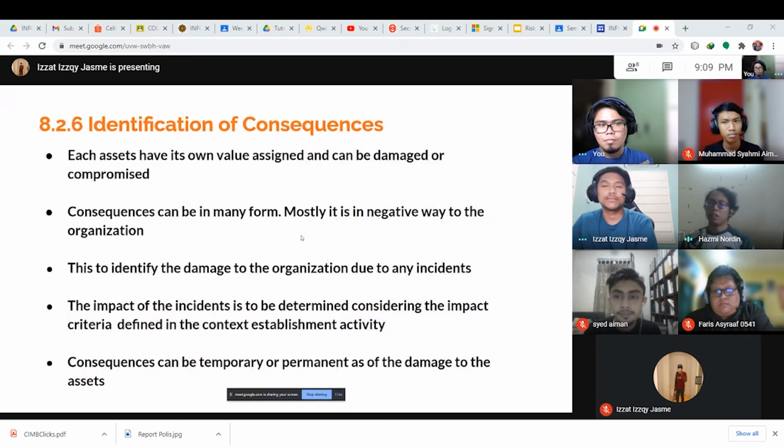Okay, next is identification of consequences. As we know, each asset has its own value assigned, and it can be damaged or compromised. Consequences can take many forms. It can be loss of effectiveness, adverse operating conditions, loss of business, reputation damage, and many more. So it will negatively affect the organization. To identify the damage, we have to do some identification. The impact of the incident is determined, considering the impact criteria defined earlier in the context establishment activity. Consequences can be temporary or permanent, depending on the damage done to the organization.